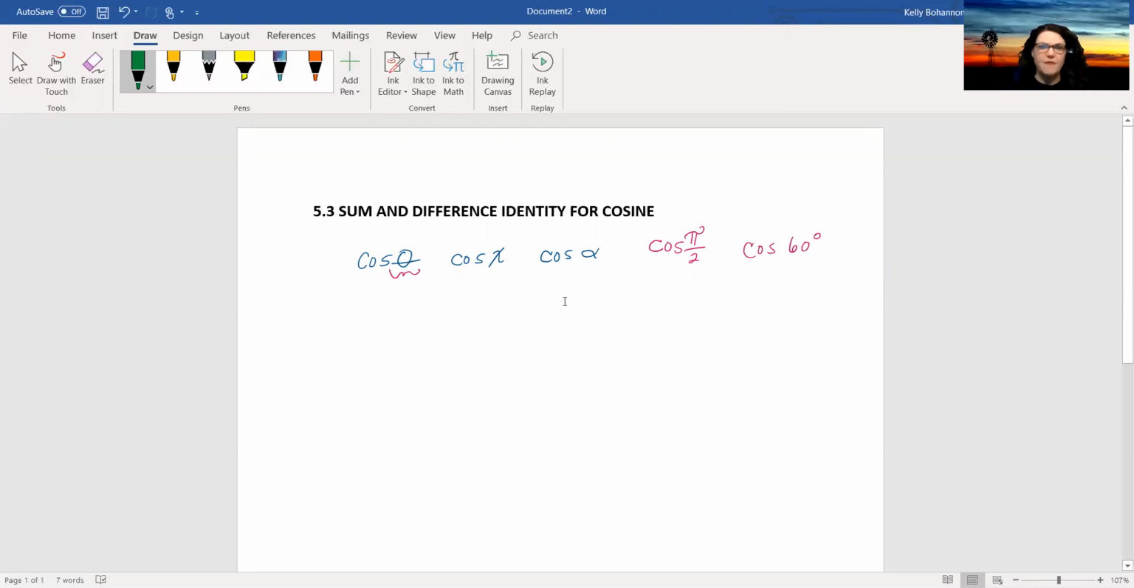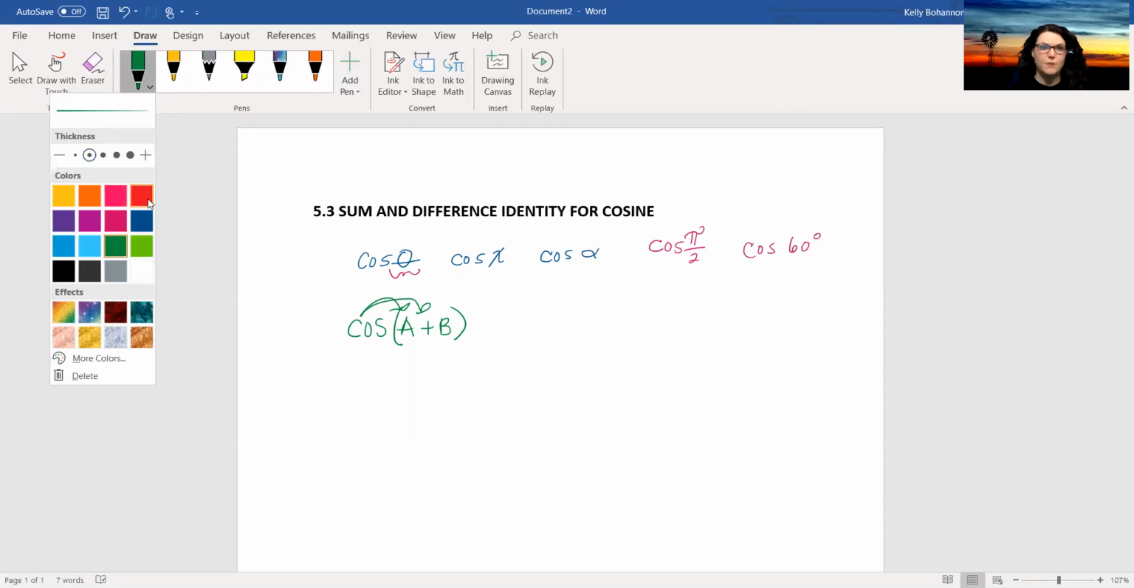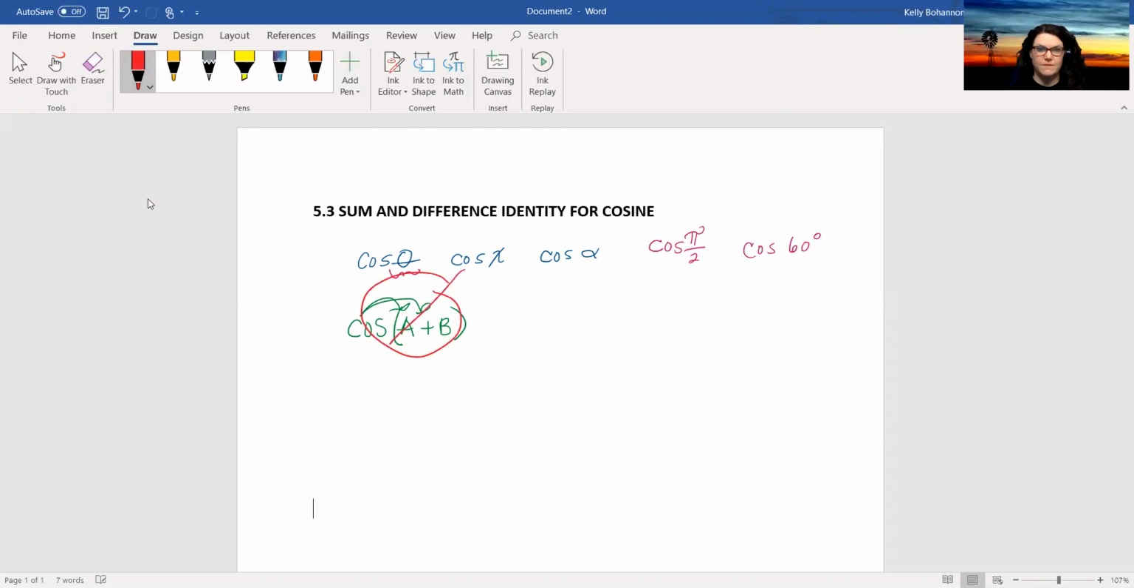So if I see something that looks like cosine A plus B, I cannot distribute the cosine. That is not a possibility, because A plus B represents one single angle measurement. So it doesn't work that way. Instead, we have to use an identity.